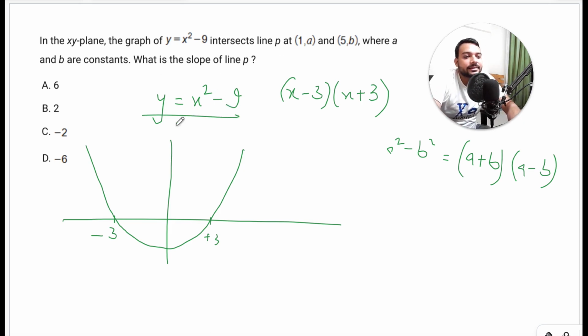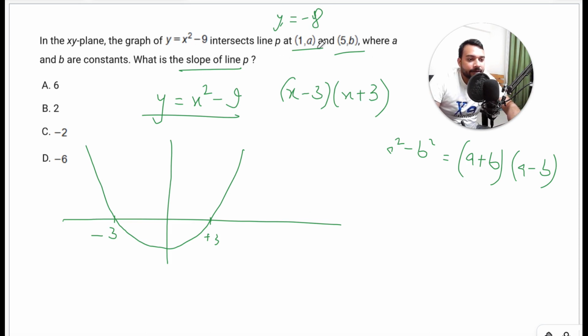Now this intersects the line P at (1, a) and (5, b). If it intersects the line P at these 2 points, that means these 2 points lie on the line P. And what do we need to find the slope of line P? We just need 2 points on the line and we'll be able to find the slope. So the x coordinate is 1. What will be the y for this point? y is equal to x squared minus 9, 1 minus 9, negative 8. So (1, negative 8).